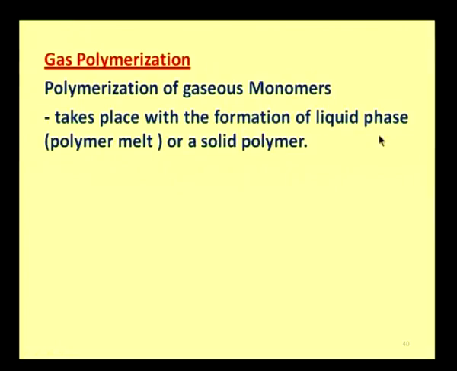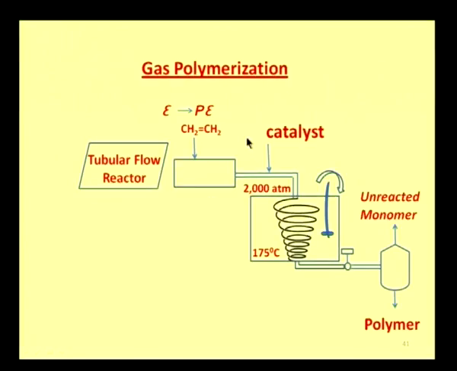This takes place with the formation of a liquid phase, or the polymer melt, or a solid polymer is going to be formed. This can be schematically represented by this particular diagram, where a tubular flow reactor is shown. Ethylene becomes polyethylene, and this is your monomer, CH2=CH2, which goes into the reactor vessel. It slowly goes into the reactor vessel through this pipeline, wherein a suitable catalyst is provided, a suitable atmospheric pressure is maintained at a particular temperature.